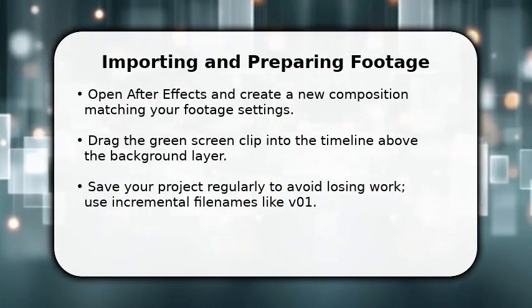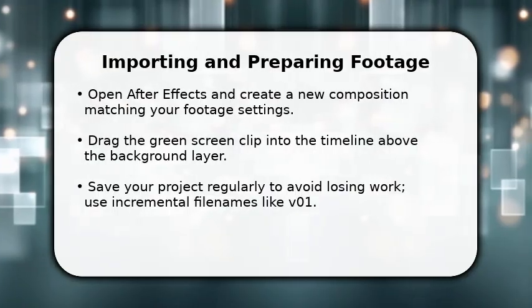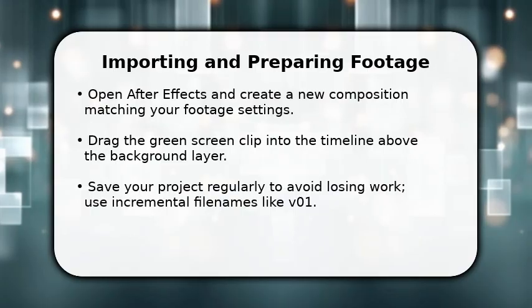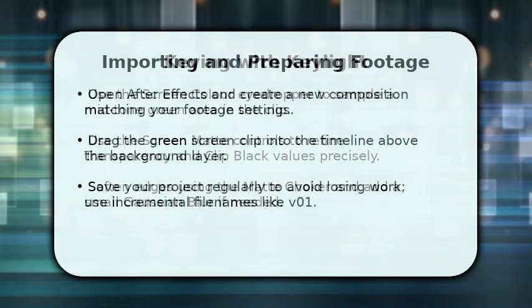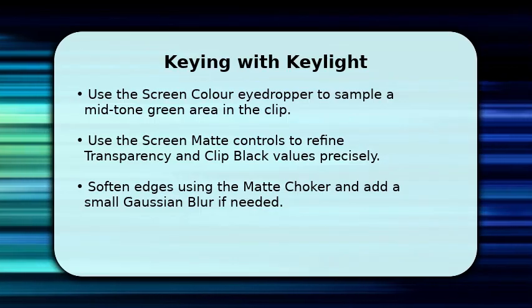Apply the keylight effect to your green screen layer from the Effects menu. Use the screen color eyedropper to sample a mid-tone green area in the clip. Adjust screen gain and screen balance to reduce spill and recover fine details in highlights and shadows. Use the screen matte controls to refine transparency and clip black values precisely for a stronger matte.